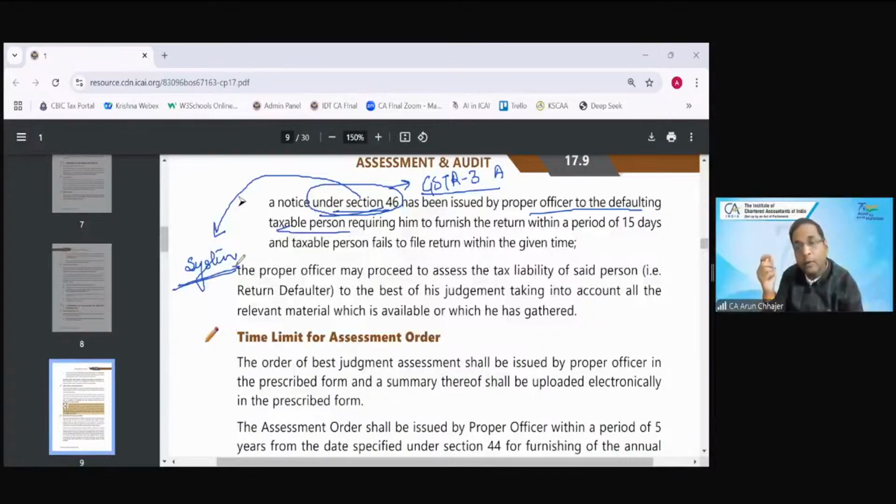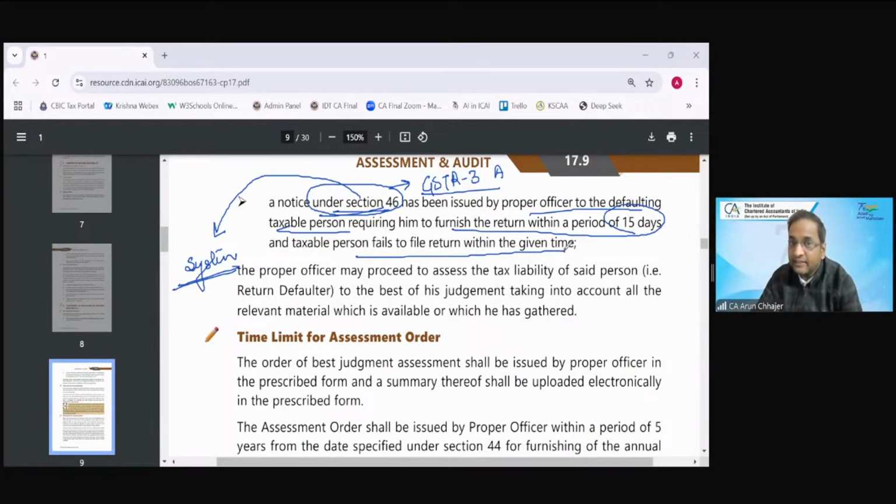कितने दिन में? What is the frequency? We all will discuss in the subsequent page, wherein the guideline or circular has specified the entire process of the non-filer of the return. Section 62 का assessment has been specified. It says that requiring him to furnish the return within a period of 15 days and taxable person failed to file the return within the given time.